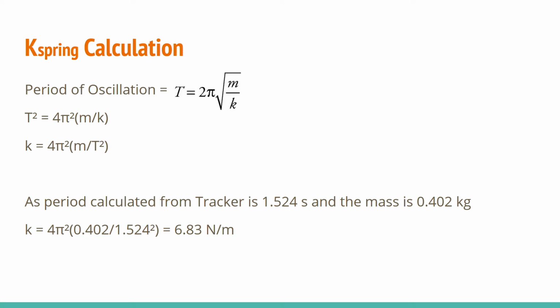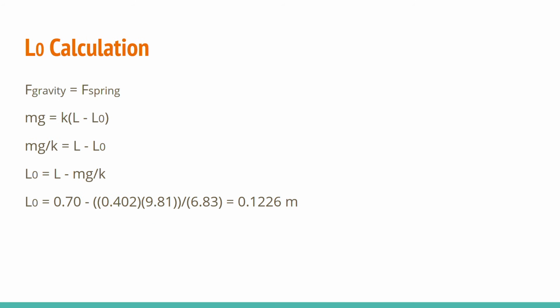To find k-spring, we start with the formula for the period of oscillation. We can rearrange this to say T squared equals 4 pi squared times mass divided by k. This further rearranges to k equals 4 pi squared times mass over T squared. As we calculate the period from Tracker to be 1.524 seconds and the mass given as 0.402 kilograms, we can use this formula to find k being 6.83 newtons per meter.